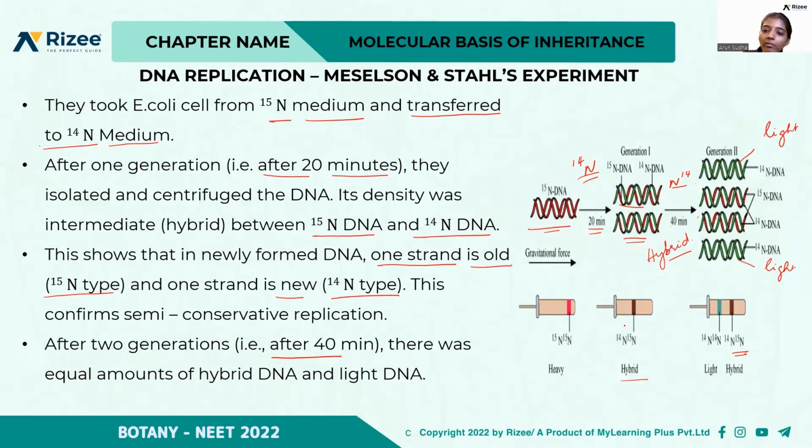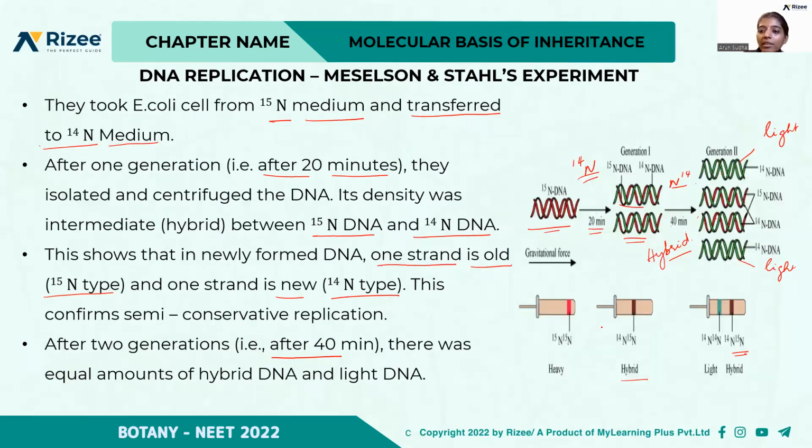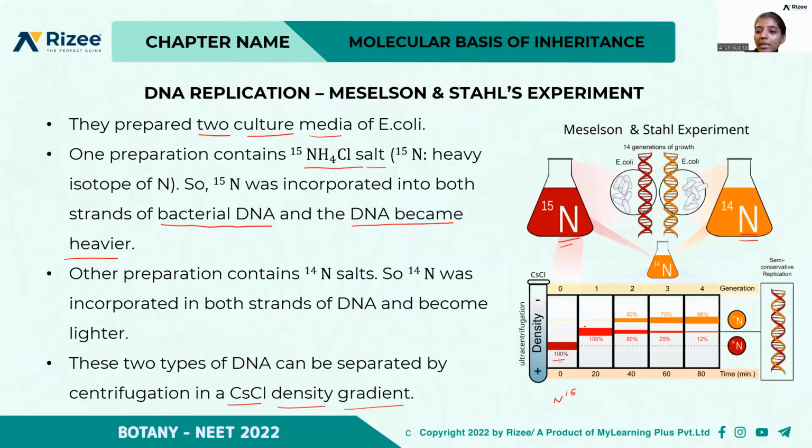So I hope you are clear with this, right? If you observe this, you can find out. First, all N15, so at the bottom, heavier, because N15 is heavier. And in the case of the first generation, only hybrids are present, both are hybrid. So we can see the band here in the middle alone, so hybrid.